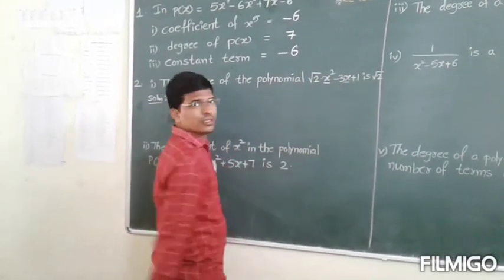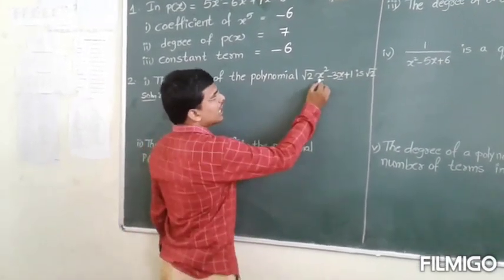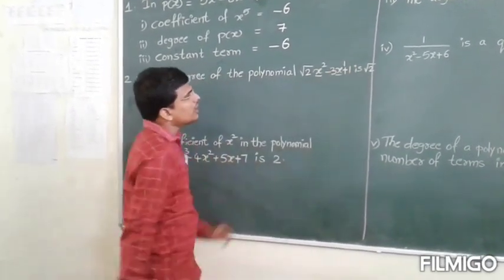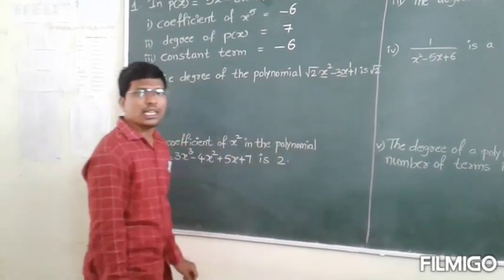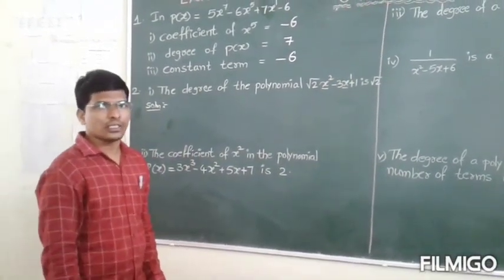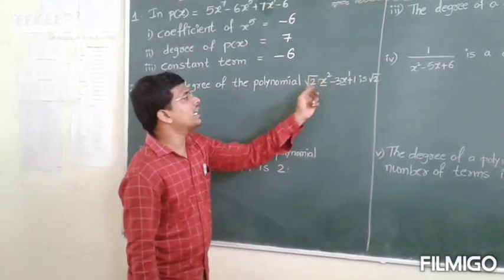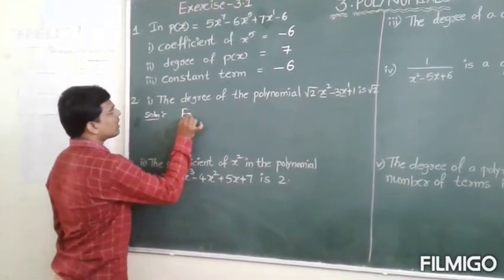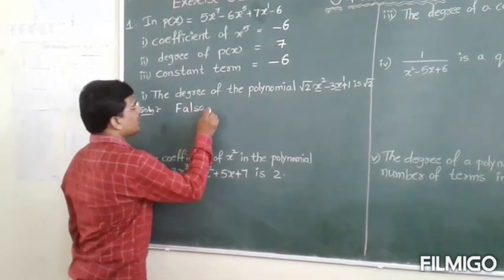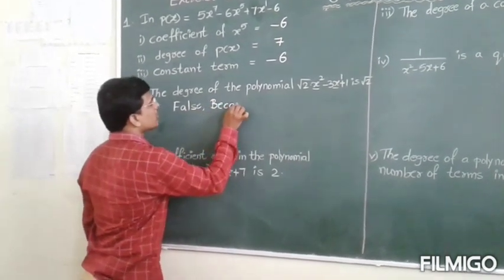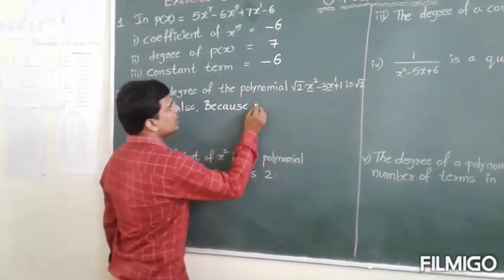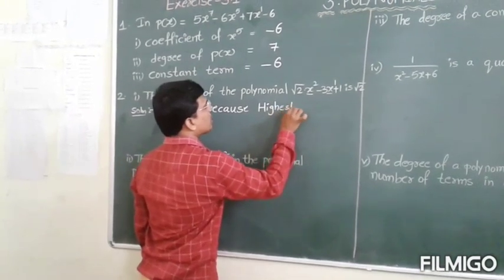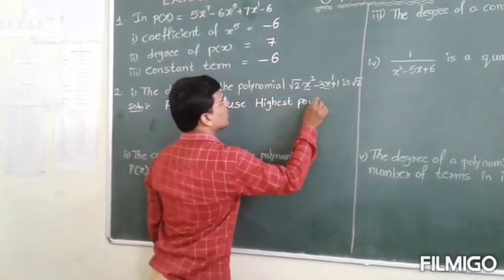Here also we have x. Only 2 terms. Here x has power 2. Here x has power 1. In this 2 and 1, which is the highest one? 2 is the highest. So we can say 2 is the degree of the given polynomial. So the statement, the first answer, is false, because here the highest power is 2.